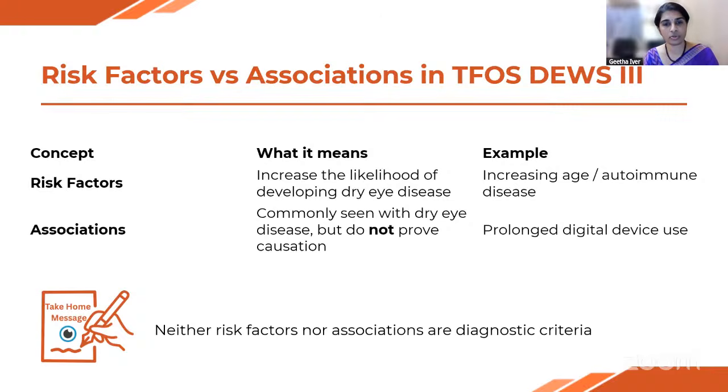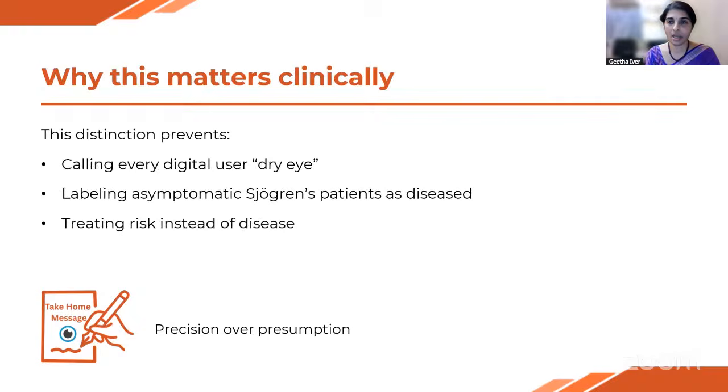Risk factors versus association. A risk factor increases the likelihood of developing dry eye disease, whereas an association is commonly seen with dry eye disease, but it does not really prove causation. Neither risk factors nor associations are diagnostic criteria for dry eye disease. They are just an additional layer in helping us make a judgment. Again, why does this matter clinically? It prevents us from calling every digital user dry eye, labeling asymptomatic Sjogren's patients as diseased, and treating risk instead of disease. So the highlight of DUCE-3 is precision over presumption.